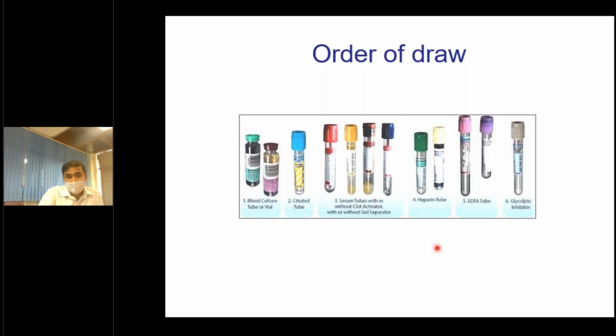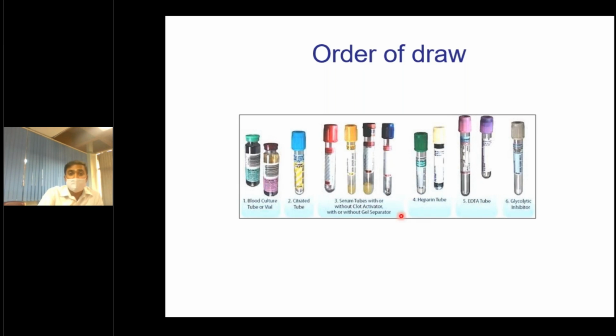So if there is no blood culture investigation raised, the first thing that you have to think of is the citrated tube, and then the plain tube, and then the SST, that is the serum separator tube, or a gel tube as it is commonly known, and then comes your heparin, and then EDTA, and the last will be fluoride.